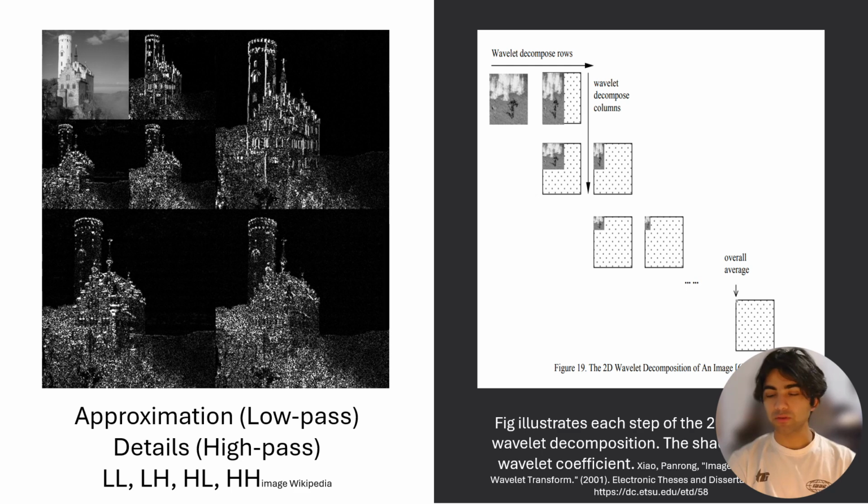So this is just a visual representation of what we just talked about. The approximation part, the LL, handles the main image, and the rest handles the details, the textures, and the edges. In this figure, we could see the wavelet decomposition in each row, where the gray parts are the wavelet coefficients. That helps us reconstruct the original data, but we also gain the flexibility to keep only the important parts.